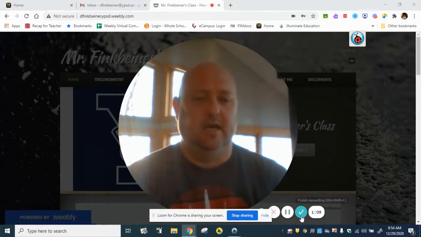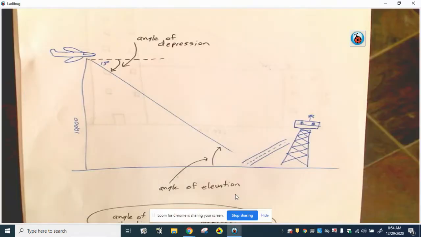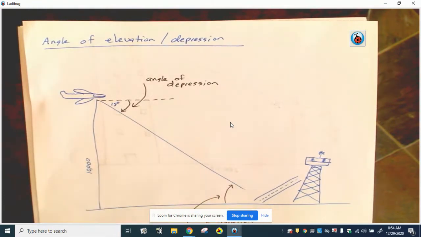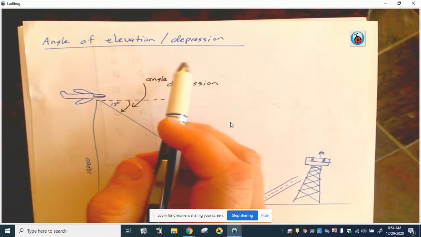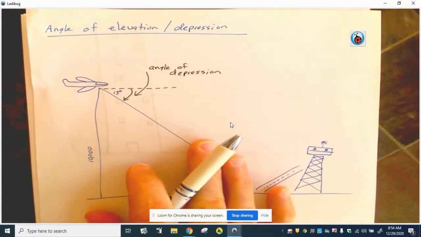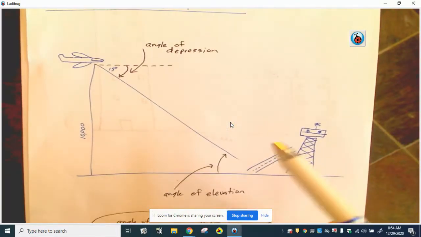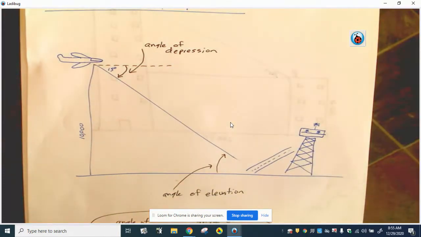Okay. Now, with some of these problems, you're going to see that a lot of it's about this angle of elevation, angle of depression. Okay. So first thing I need you to understand, and yeah, you guys are going to probably make fun of my drawings, but that's okay. I'm going to make fun of yours too.